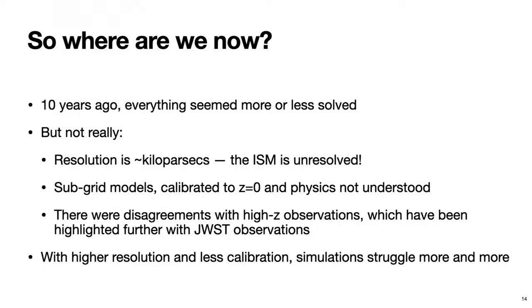And at the same time, people were starting to experiment with much higher resolution simulations, resolving individual galaxies in each simulation. And when you did that and injected less and less calibration on the physics, you were attempting to do first principle physics in your simulations. It actually became tougher and tougher to reproduce this observed suppression in star formation.